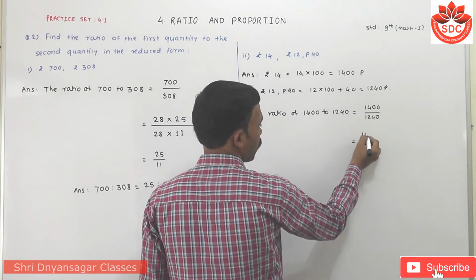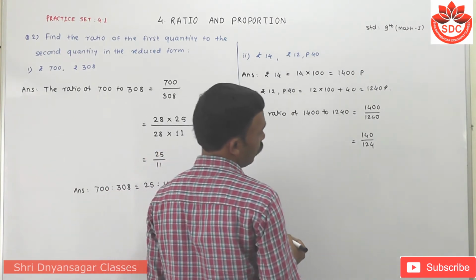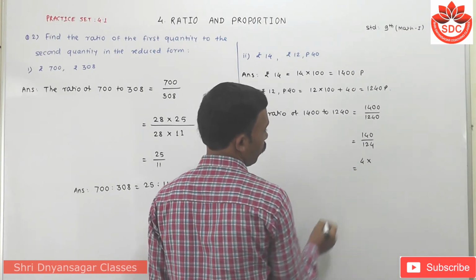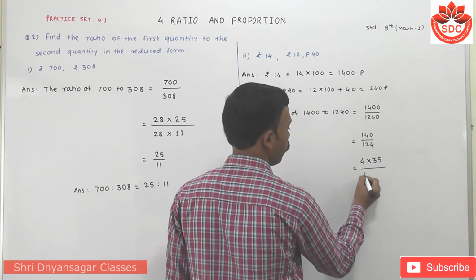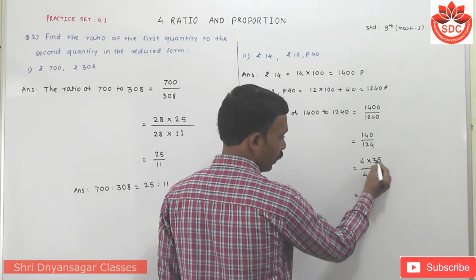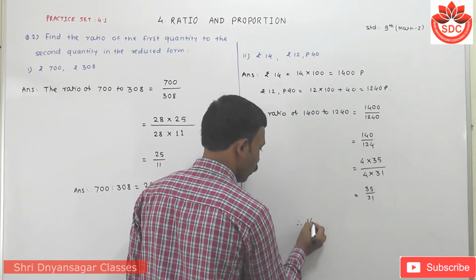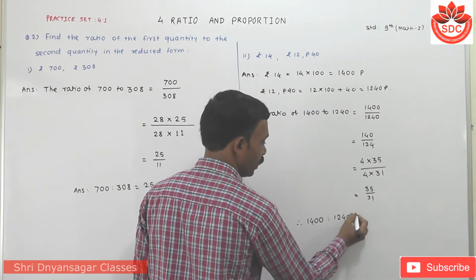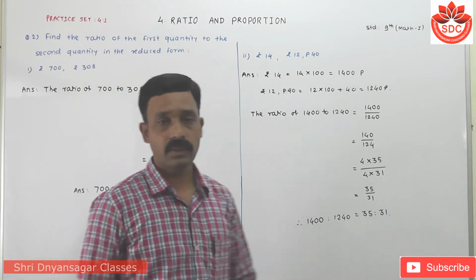Then 0 gets cancelled, means 140 upon 124. Then student, when you look carefully, divide by 4: 4 3s are 12, 4 1s are 4, 4 gets cancelled. We cannot simplify again, so 35 upon 31. Therefore the ratio of 1400 paise to 1240 paise is equal to 35 as to 31. Okay, we take the next question.